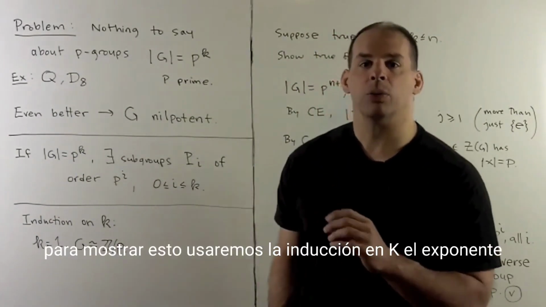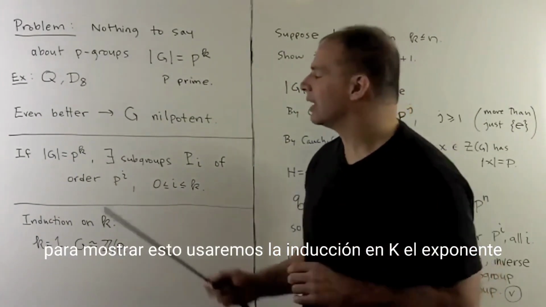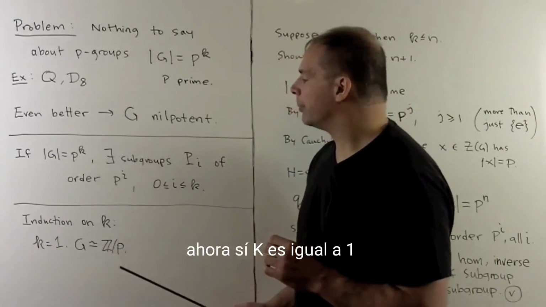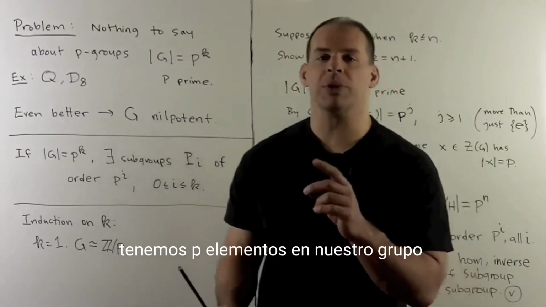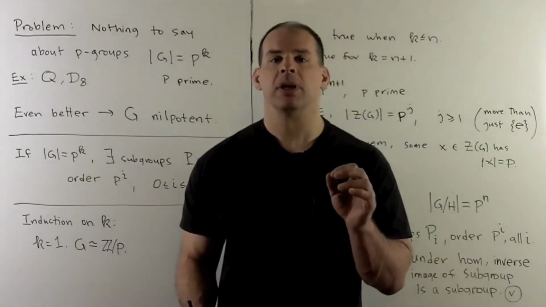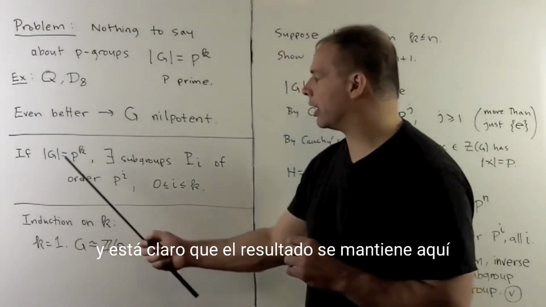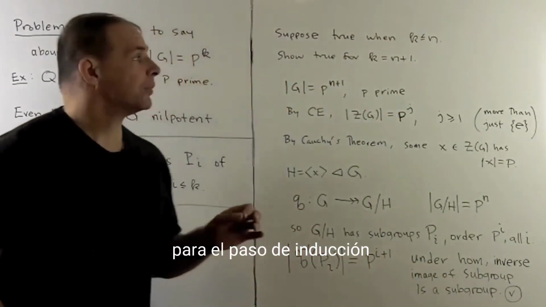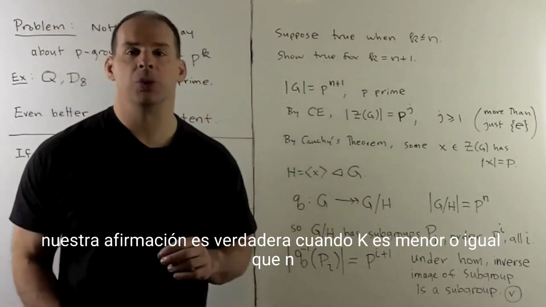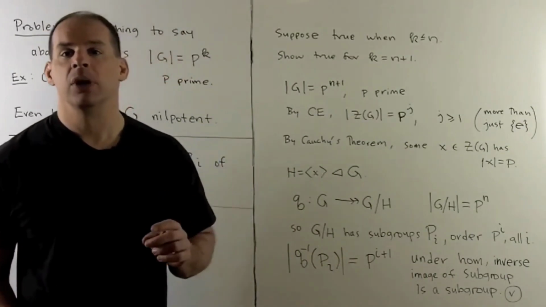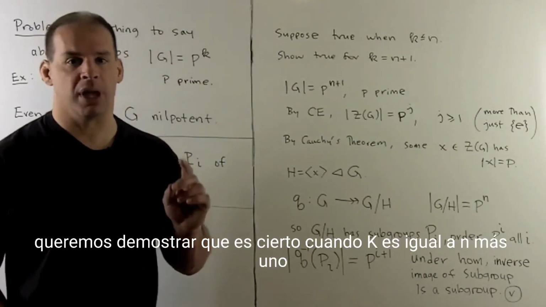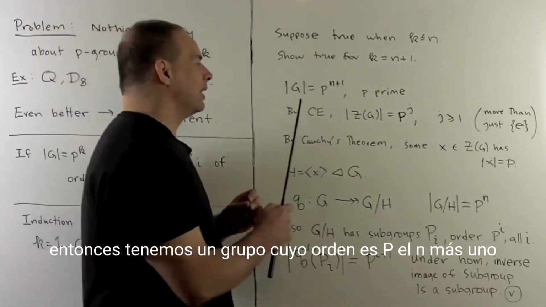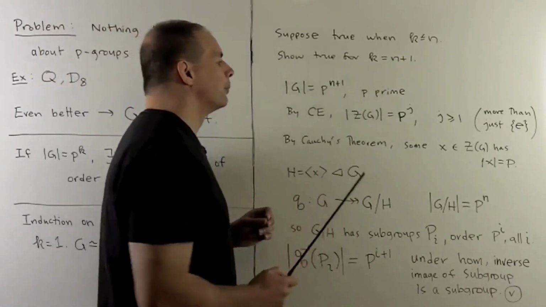To show this, we'll use induction on k, the exponent. Now, k equal to 1: we have p elements and our group is isomorphic to Z mod p, and it's clear that the result holds here. For the induction step, we'll assume our statement is true when k is less than or equal to n. We want to show it's true when k is equal to n plus 1. So we have a group whose order is p to the n plus 1, with p prime.